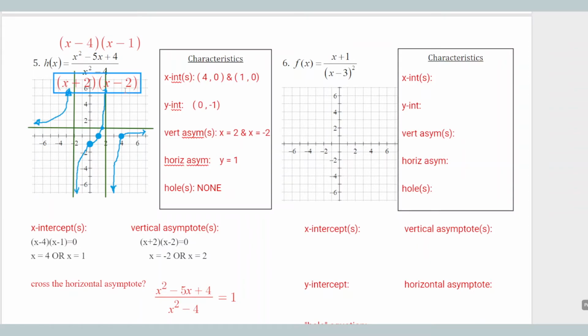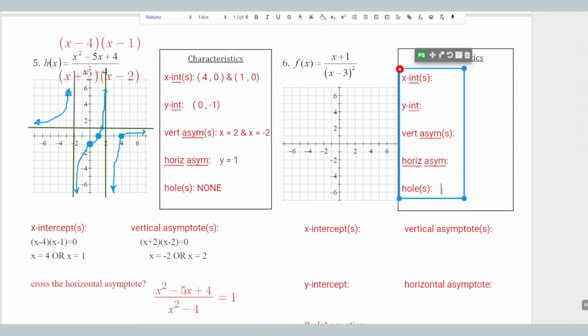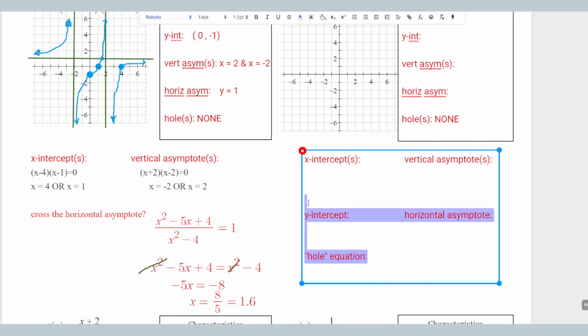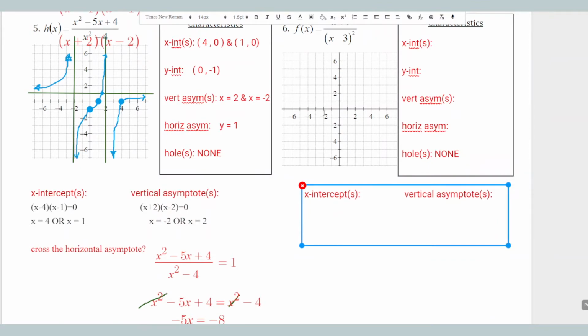For number 6, and I think I'm going to move this over, well, not really anywhere for me to move it to. I guess I will just leave it there. For number 6, we've got a squared factor in the denominator, and we only have one linear factor in the numerator. So right away we can say there are no holes because there are no common factors, and it's already factored, so we don't need to worry about that. We don't really need to find the whole equation separately, so I'll just leave this as it is.